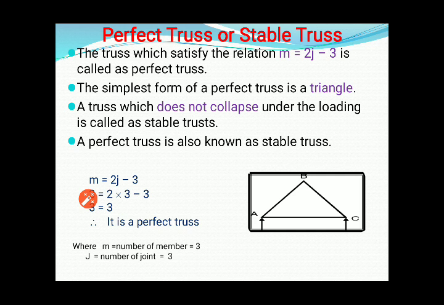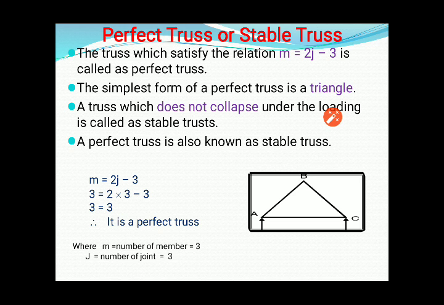Now here we are having a truss. Generally it has two supports. One is a hinge and the other is a roller. For the hinge we have two reactions, one horizontal and one vertical, and for the roller we have one normal reaction. So those are 3. So actually the formula is m equals 2j minus r, where r is the number of reactions, which is 3. Now the simplest form of a perfect truss is a triangle.